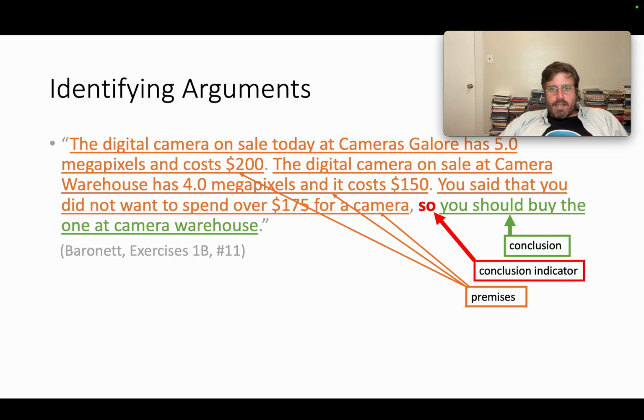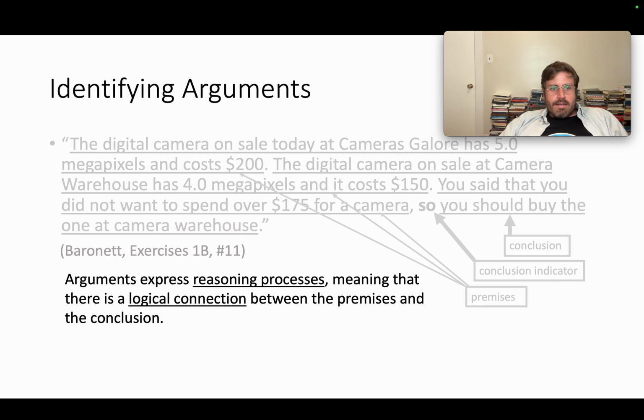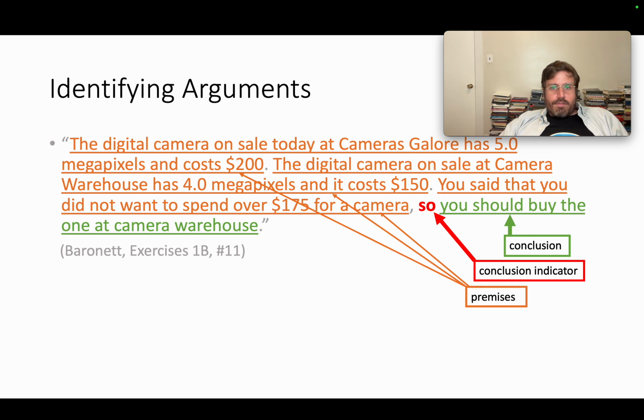The digital camera on sale today at Cameras Galore has 5 megapixels and costs $200. The digital camera on sale at Camera Warehouse has 4 megapixels and it costs $150. You said that you did not want to spend over $175 for a camera. Okay, so if we look here, we'll notice that each one of these sentences is being offered up in order that you are persuaded of the conclusion. You should buy the one at Camera Warehouse.